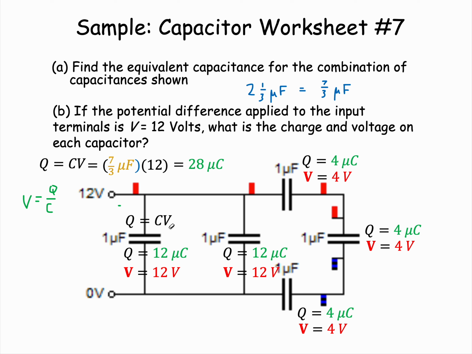In this case, we knew the voltage across these two were 12 volts. We knew the capacitance. We could figure out the charge in each one of these. We could figure out what remainder of the charge went over to these. Once we knew that remainder charge, we could figure out the voltage on these.